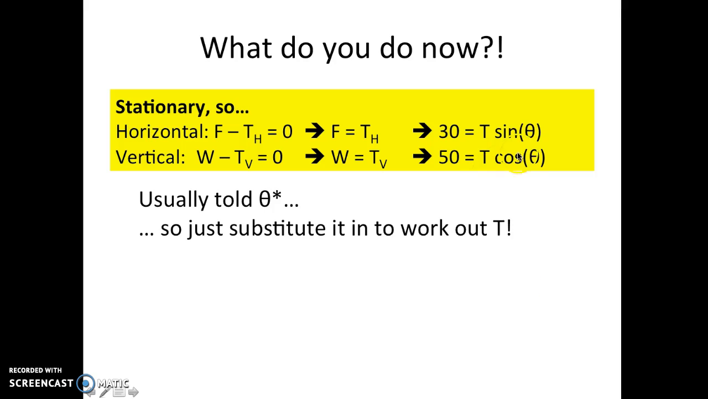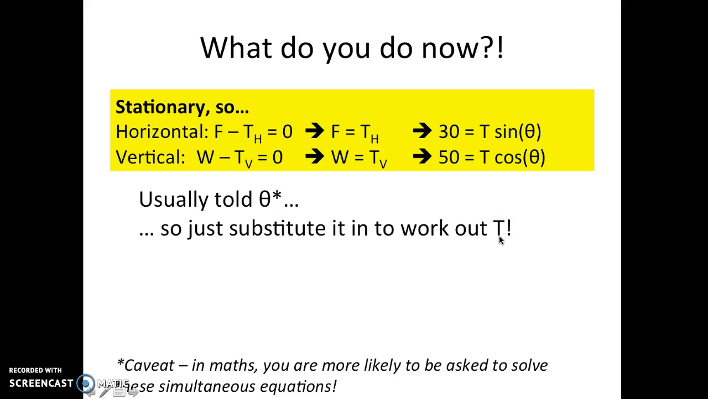You are usually told either theta or T, and in the majority of cases, looking at exam questions, you are told theta. So in other words, you can just substitute the value of theta into the equation in order to work out T. There is a slight caveat here, and that's for those of you doing maths and further maths. In maths and further maths, you're more likely to be asked to solve these as simultaneous equations. If you want more information on that, please stop me during our next lesson and I will talk to you about it. However, in physics, we are usually told the value of theta.